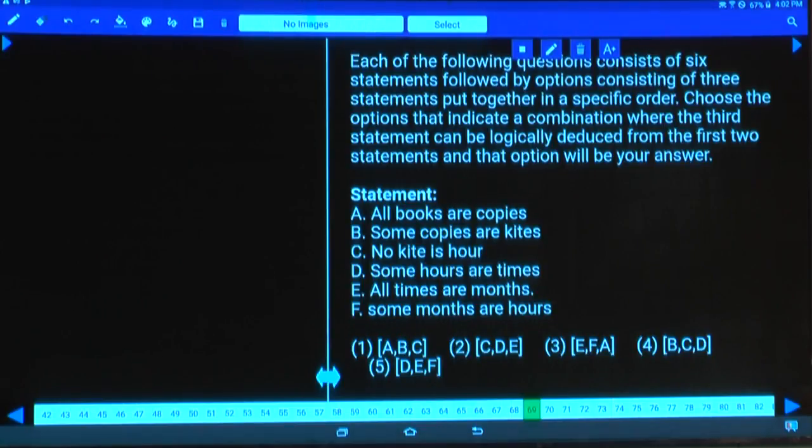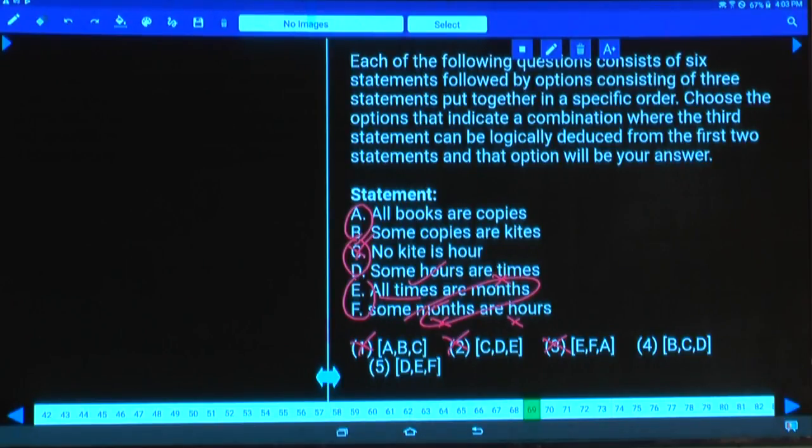Then coming to question number 69. A, B and C. Again A and B are affirmative, C is a negative, conclusion cannot be drawn, choice 1 is ruled out. And C, D and E. Now in this C, D and E, there is one negative and E is affirmative, this is also ruled out. E, F and A. All times are months, tick and cross, and some months, and what is A? All books are copies. Here the middle term, month, is not distributed. As the middle term is not distributed, this is also false, cannot be drawn.